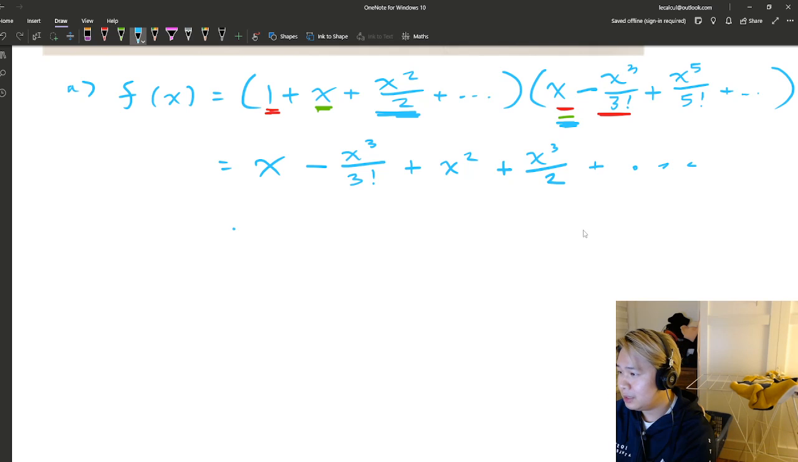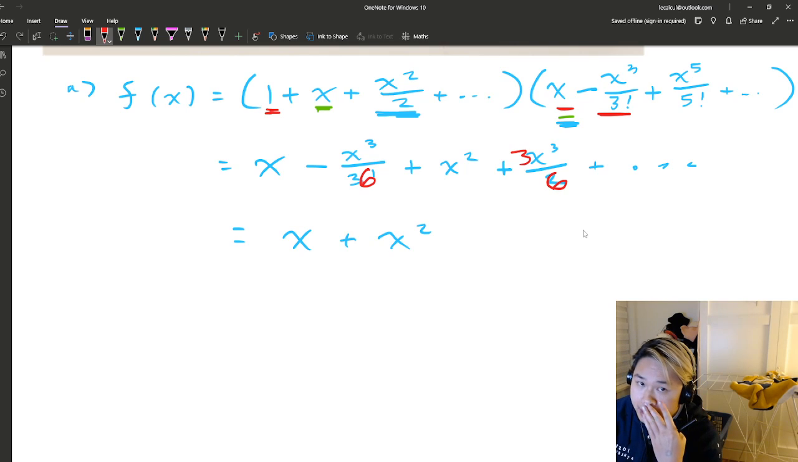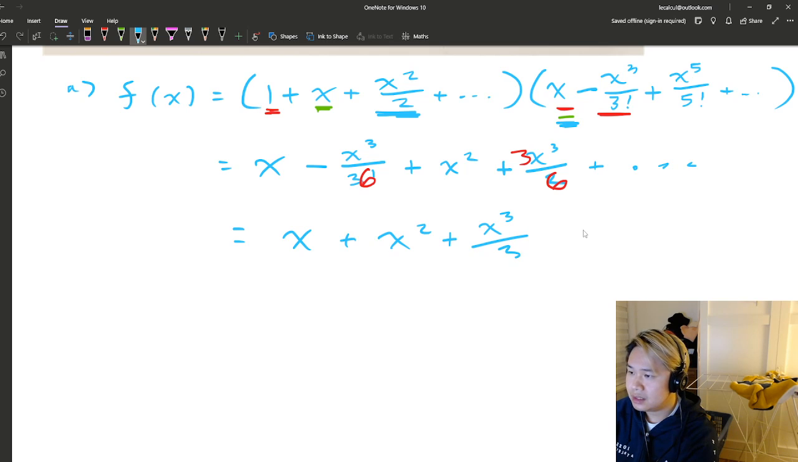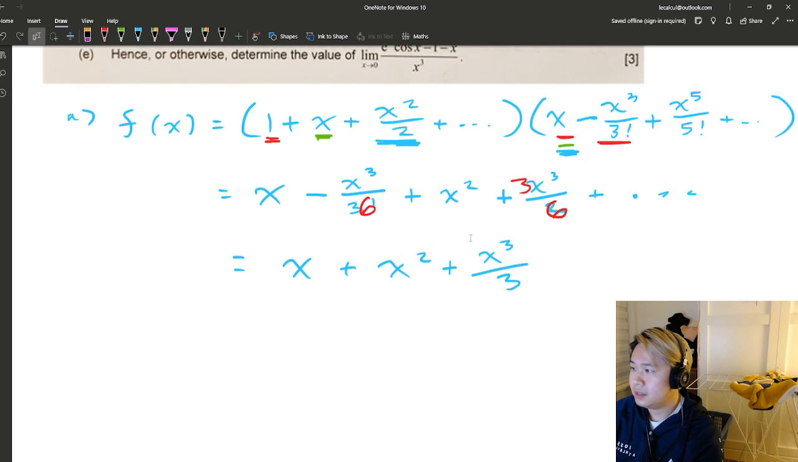Okay, and then we can collect some like terms. 3 factorial is 6. And then if we want to write this with the denominator 6, then that's 3 in the numerator. So we have basically 3 sixths minus 1 sixth, which is 2 sixths, which reduces to 1/3. Okay, so there you go.